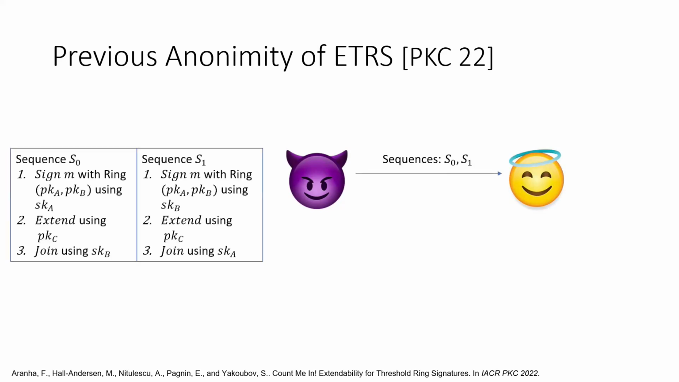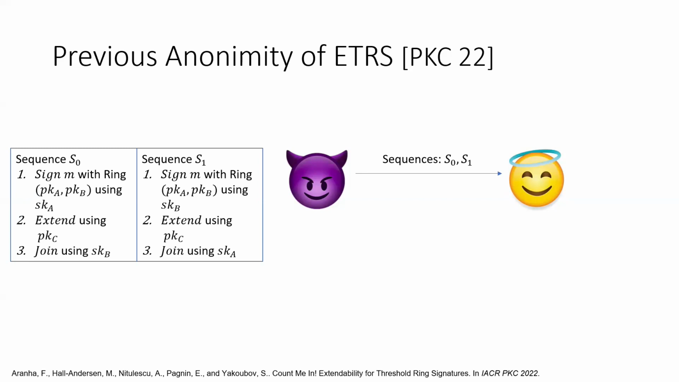So let's take a look at these 2 sequences. Basically, these 2 sequences are such that they ask for an operation of the signature scheme at each step. For example, sequence S0 first asks for a signature with message gem on public keys PKA and PKB, and requires it to be done with the secret key of A. Then the second step is an extension query with the public key of C, and then a join query with the secret key of B.